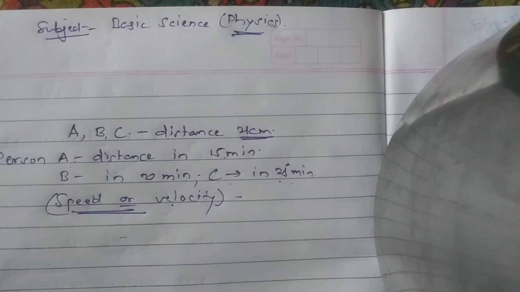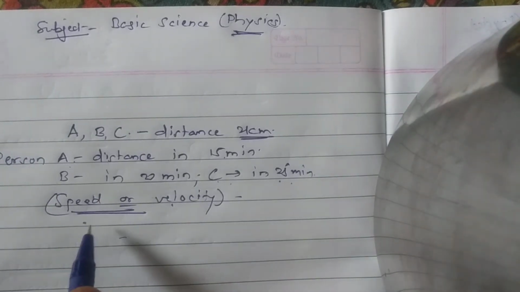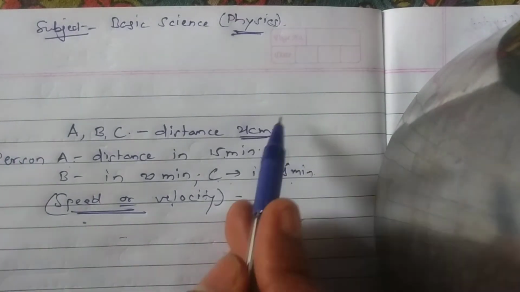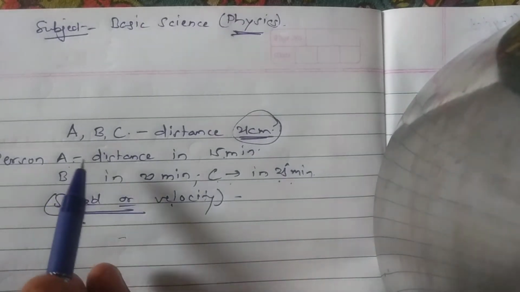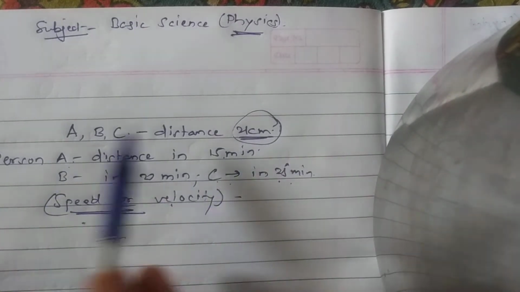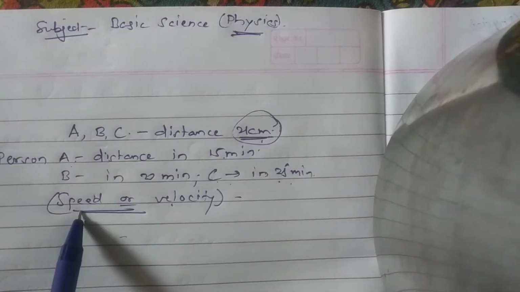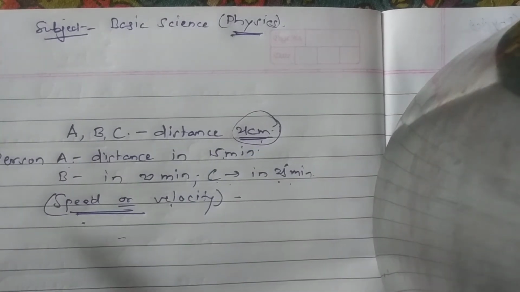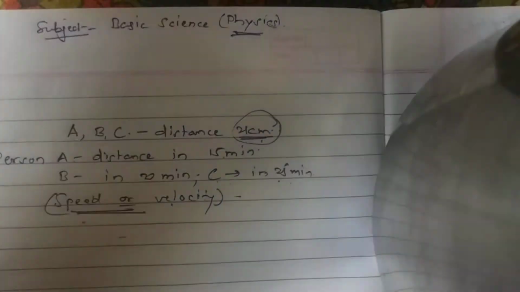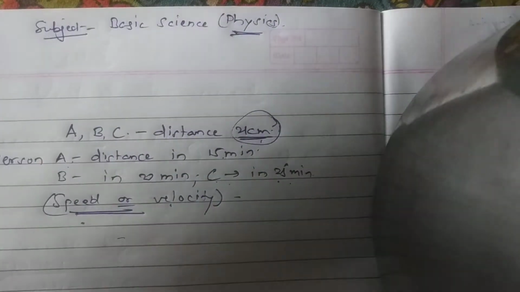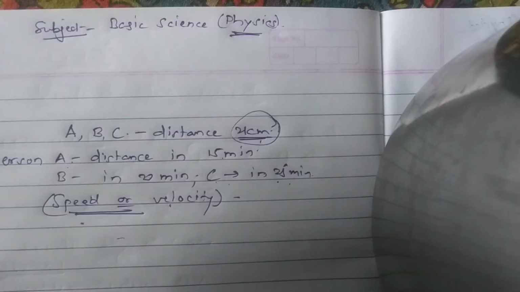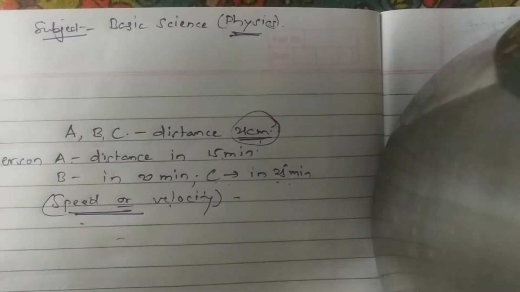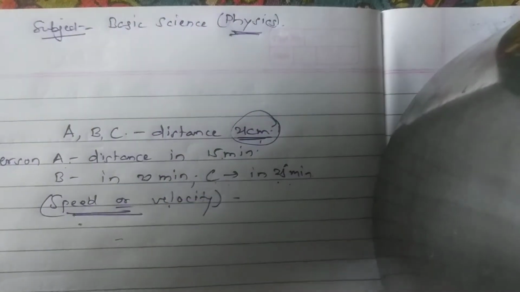So here physics comes. One term that we come across here is velocity. The other is this distance of 2 kilometers. Every person A, B, C is covering a distance of 2 kilometers. So this is distance, this is speed or velocity. I can give you n number of examples like this in our daily lives. In every aspect of life, I can say physics is involved.